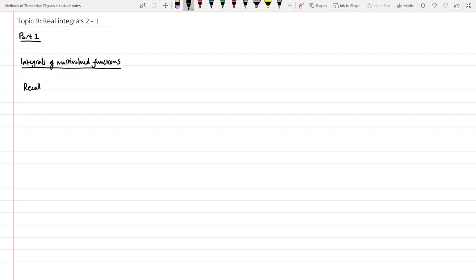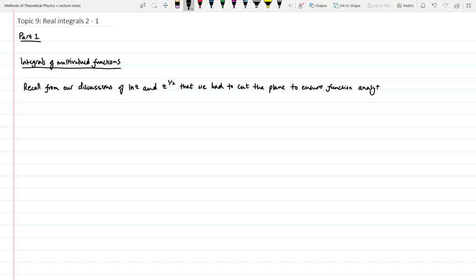You'll recall way back in topic 4 and from our discussions there, we were looking at the complex logarithm, and we also looked at roots of complex numbers. In particular, we dug into the square root function. There we saw that we had to cut the plane to ensure function analyticity. That basically meant that we restricted the input to our function and we got a discontinuity at a cut, which we could never cross, but we got single valuedness.